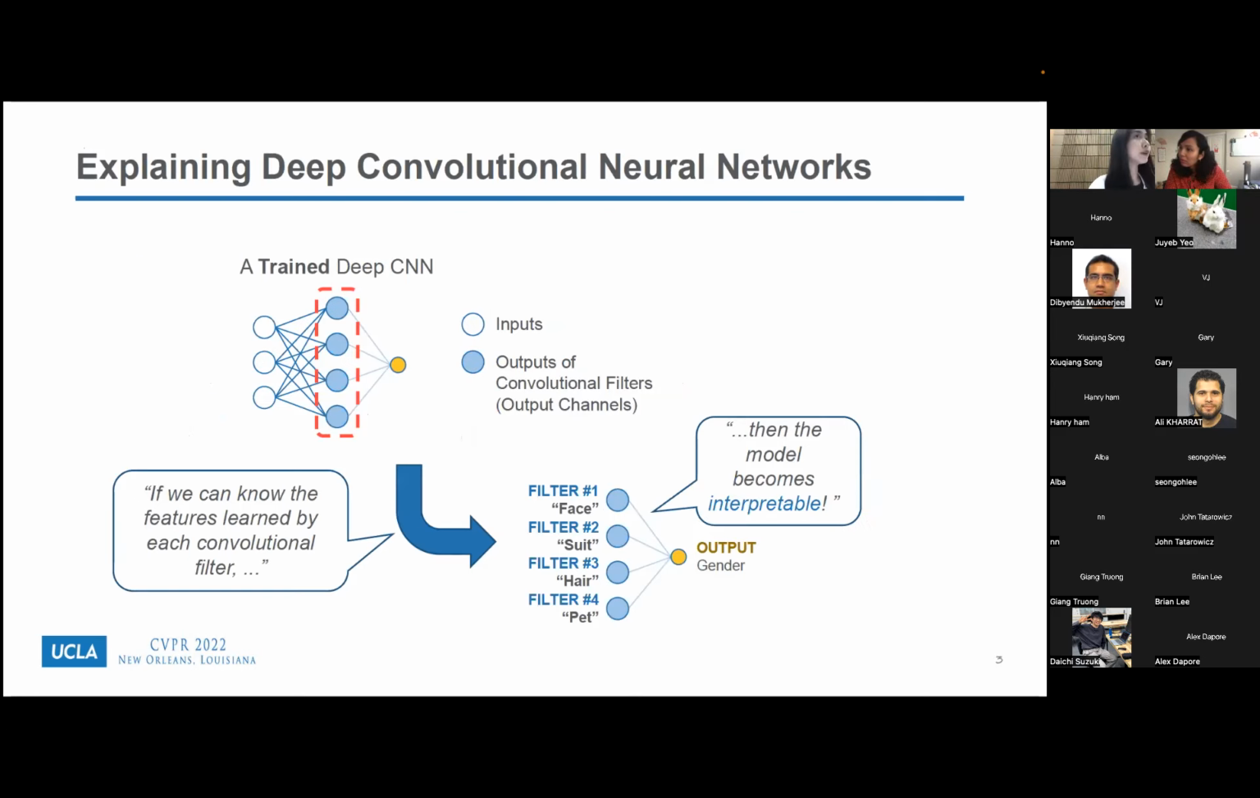In this paper, we study one type of deep neural network, the deep convolutional neural network, or deep CNN for short. We consider each convolutional filter as a neuron. Given a trained deep CNN, if we know the features learned by each convolutional filter, we can turn this initially black box model into an interpretable one.